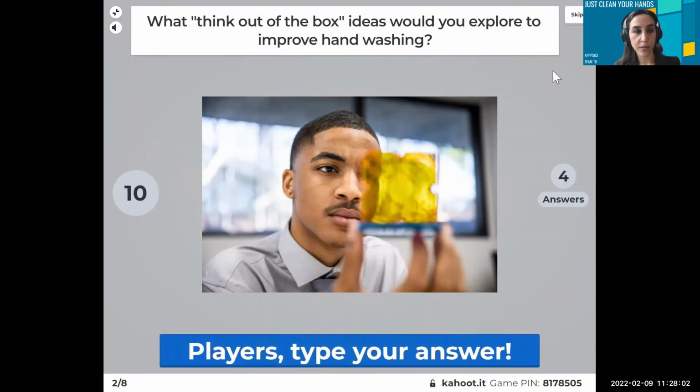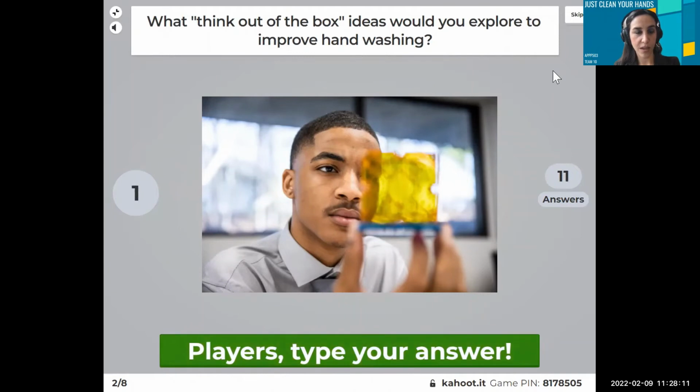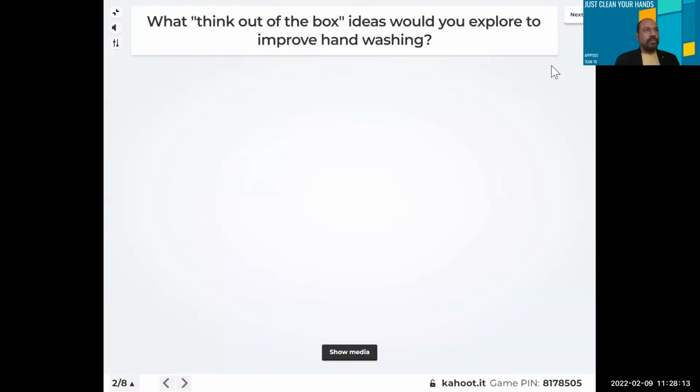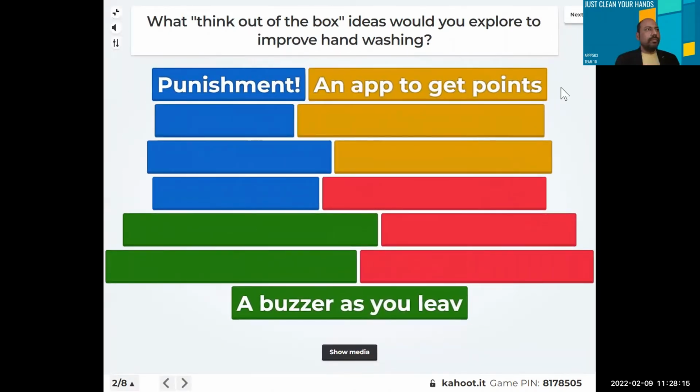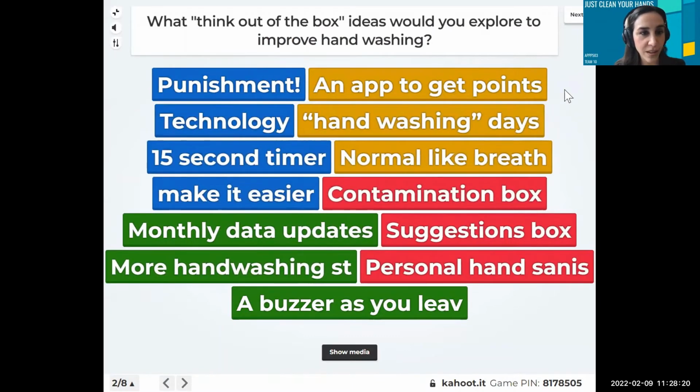Okay. We still have some seconds. So the first one I'm reading is punishment, technology, normal like breathing, contamination bugs. Would anyone like to share their opinion? Nargis, would you like to start, or was it from the previous one? No, it was for the last. Sorry, I just put my hand down. Thank you. Travis.